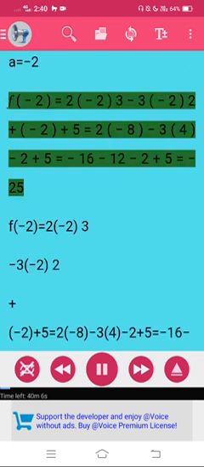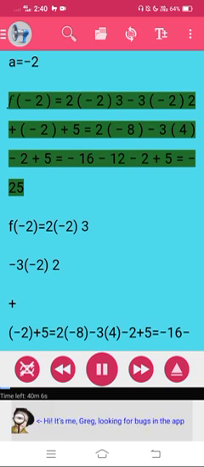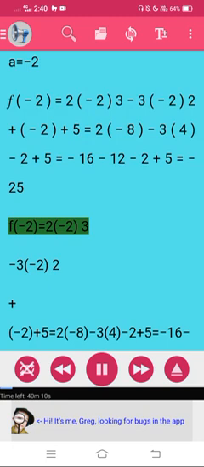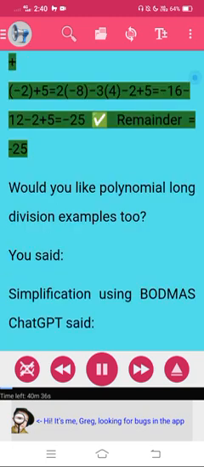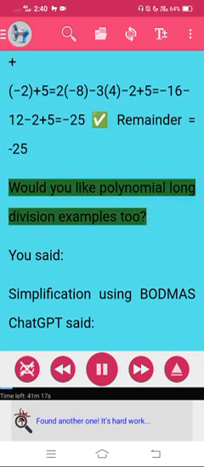f(minus 2) equals 2 times (minus 2) cubed minus 3 times (minus 2) squared plus (minus 2) plus 5, which equals 2 times minus 8 minus 3 times 4 minus 2 plus 5, which equals minus 16 minus 12 minus 2 plus 5, which equals minus 25. Remainder equals minus 25. Would you like polynomial long division examples too?